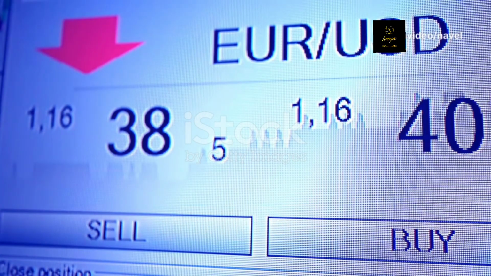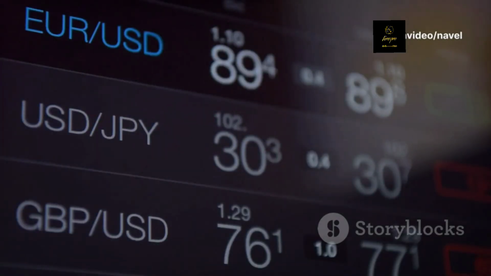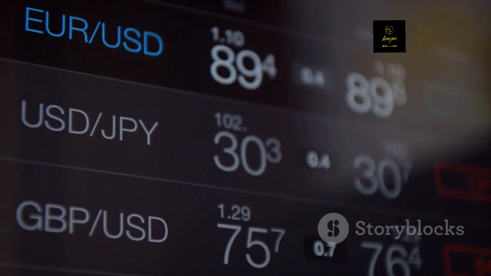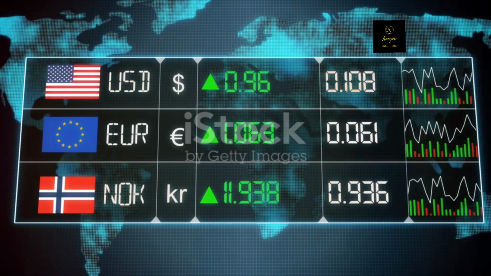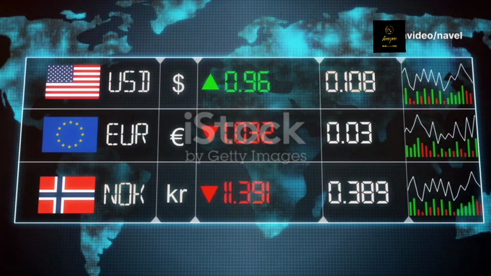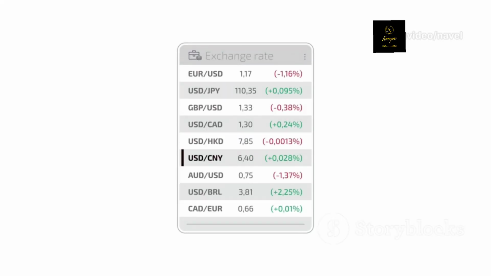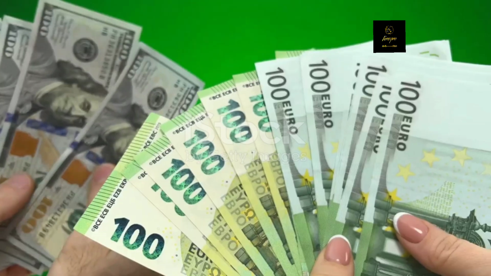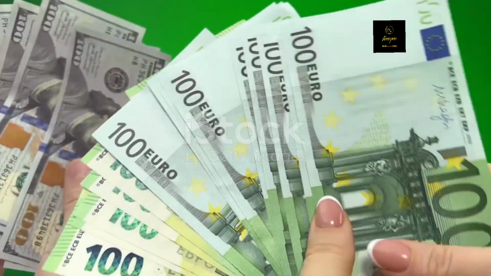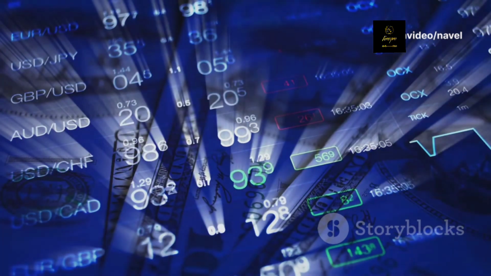Exchange rates. The heart of the matter. Next up, we have exchange rates, the very core of Forex trading. The exchange rate tells you how much of one currency you need to buy one unit of another currency. Let's say the EUR/USD exchange rate is 1.20. This means that for every €1 you buy, you need to pay 1.20 US dollars. Simple, right? But here's where it gets interesting.